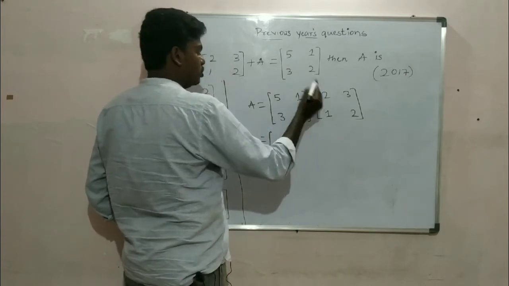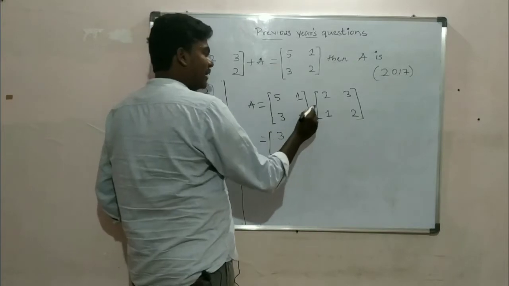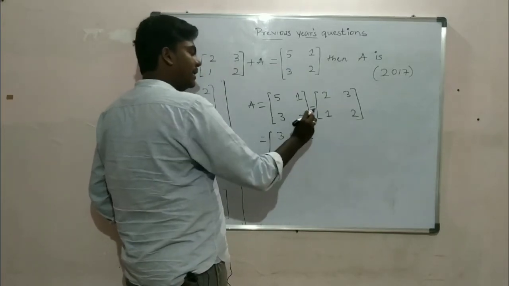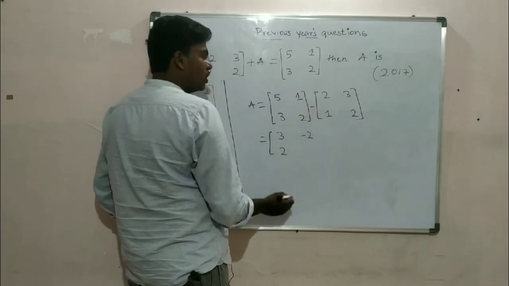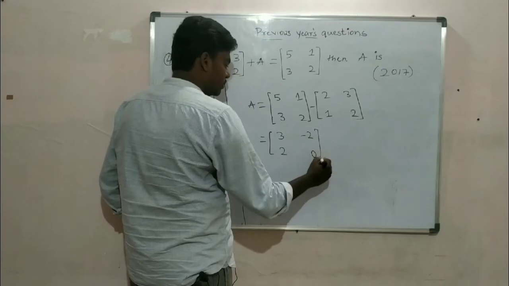What is 5 minus 2? It is 3. I'm doing it directly. What is 1 minus 3? That is minus 2. What is 3 minus 1? That is only 2. What is 2 minus 2? That is 0. So this is the answer.